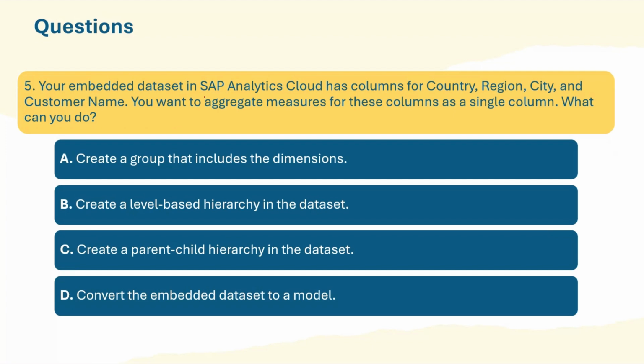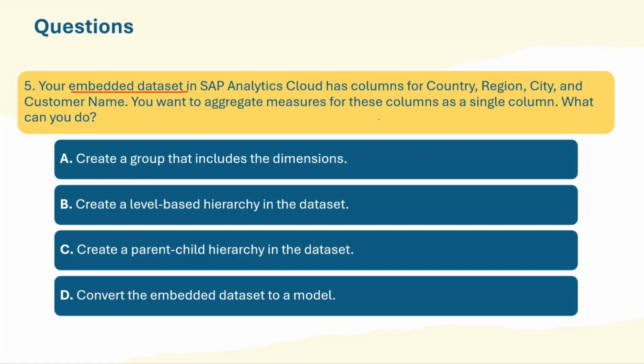Now, your embedded data set in SAP Analytics Cloud has columns for country, region, city, and customer name. You want to aggregate measures for these columns as a single column. Don't get confused when it says embedded data set, because most of the properties remain the same in terms of transformation, whether it's an embedded data set or a public data set. The only thing is you can't share the embedded data set, because it is embedded in a particular story. It can't be reused in another story. That's the only difference. But in terms of what kind of transformation we can perform, it's the same. So just think of it as a normal data set.